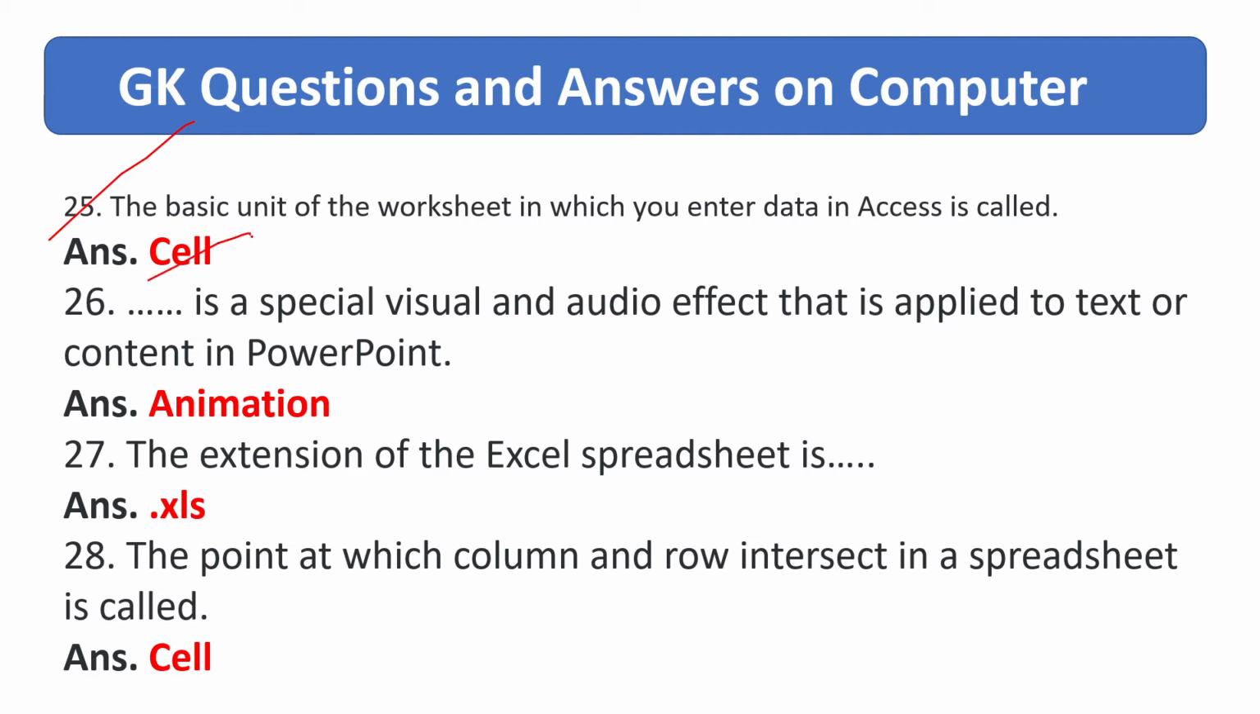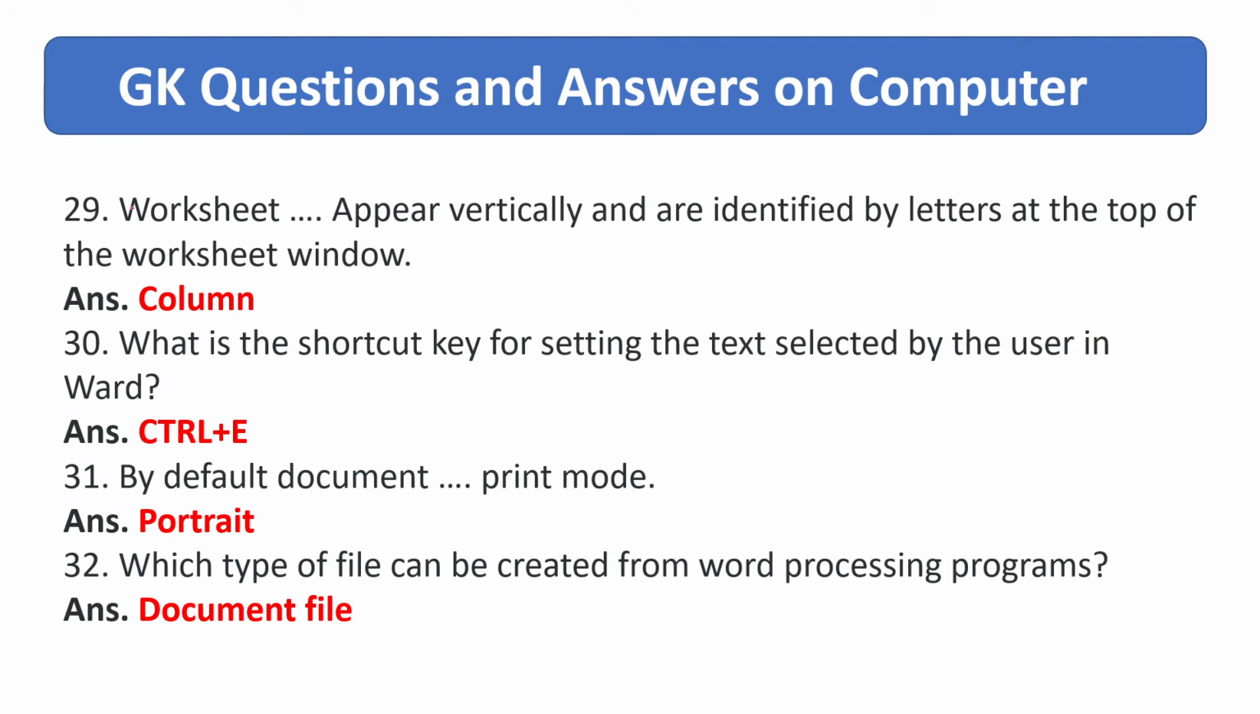Answer is cell. What is a special visual and audio effect that is applied to text or content in PowerPoint? Right answer is animation. The extension of an Excel spreadsheet is .xls. The point at which column and row intersect in a spreadsheet is called a cell. Worksheet columns appear vertically and are identified by letters at the top of the worksheet window. Answer is column. What is the shortcut key for centering the text selected by the user in Word? Answer is Control E.